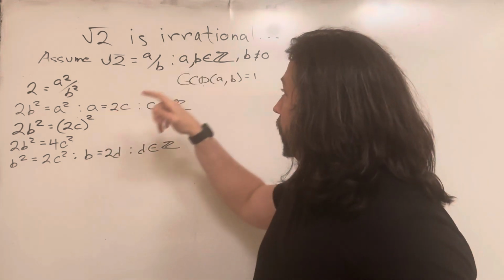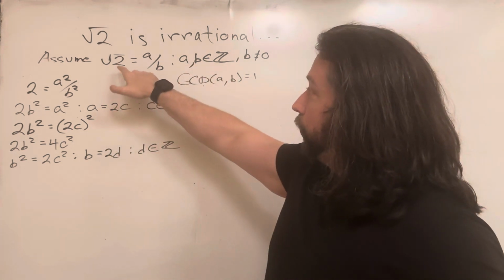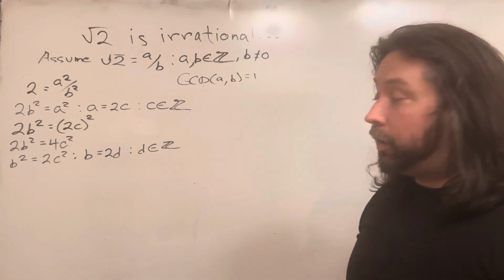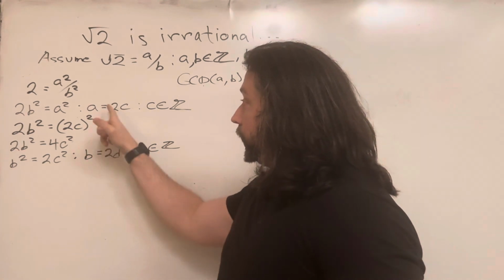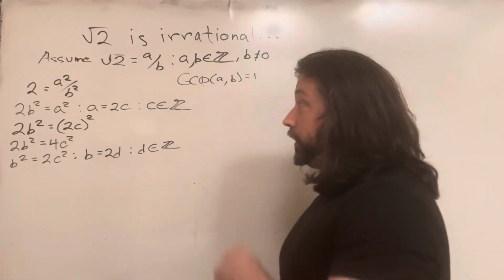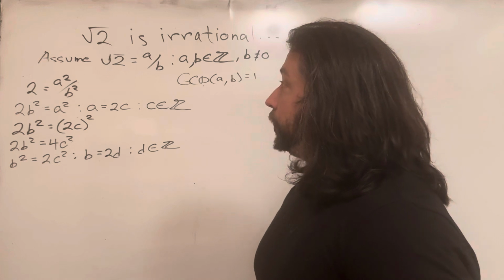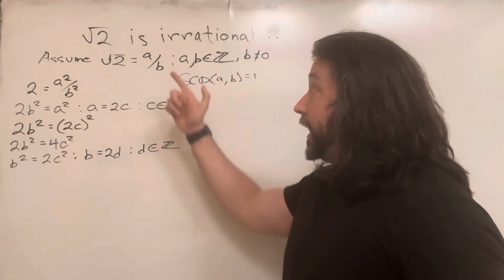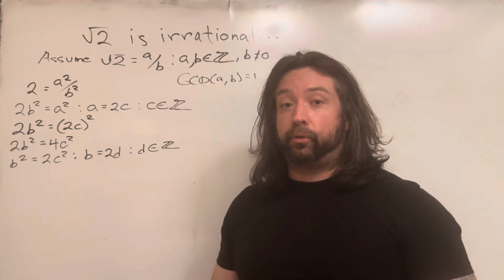We assumed that the square root of 2 could be written as a fraction that was in reduced form. And we then showed that we contradict the assumption we make. And so the only conclusion we can come to is that whatever the square root of 2 is, it cannot be written as a fraction of 2 integers.